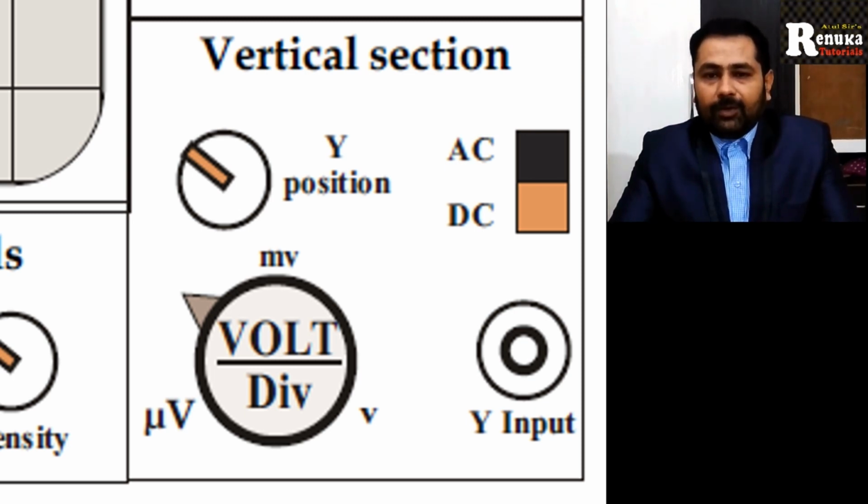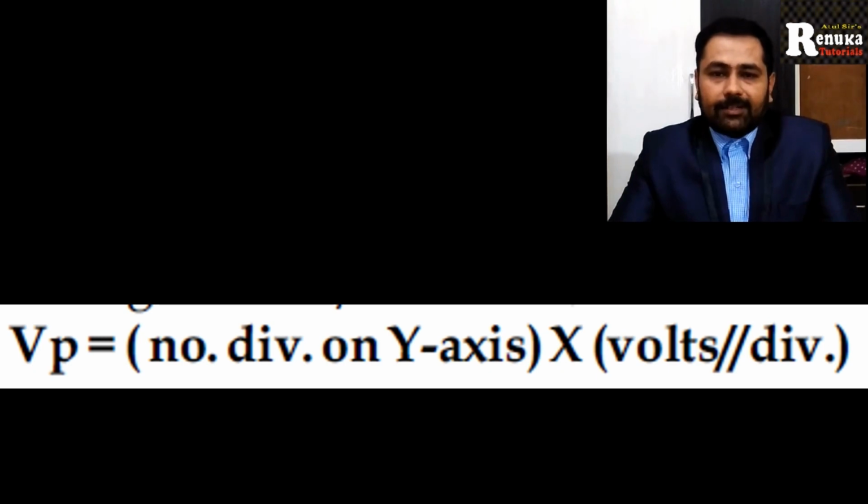So the peak voltage from the zero x-axis to the DC line, that y deflection, is called the amplitude, and that is nothing but the DC voltage. It can be calculated as the number of divisions on the y-axis multiplied by the volt per division reading. This is how we can measure the DC voltage.